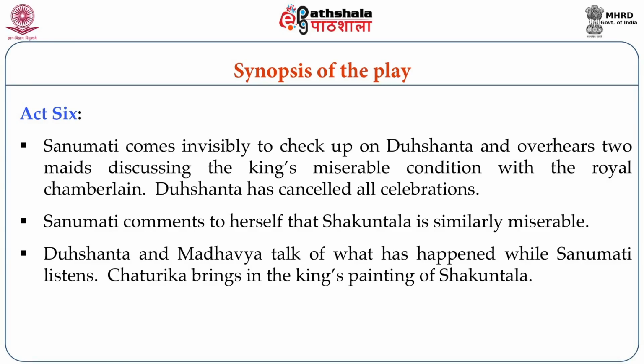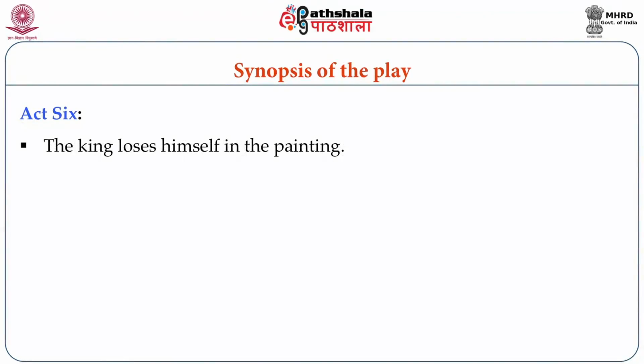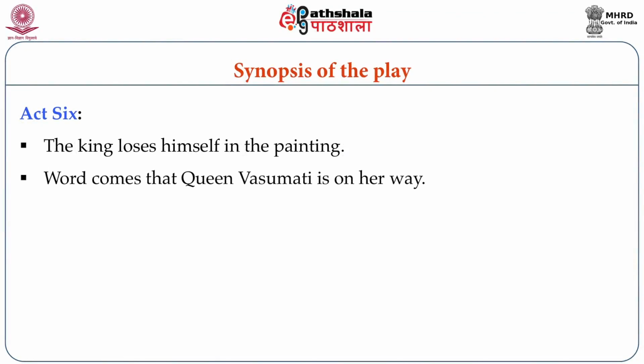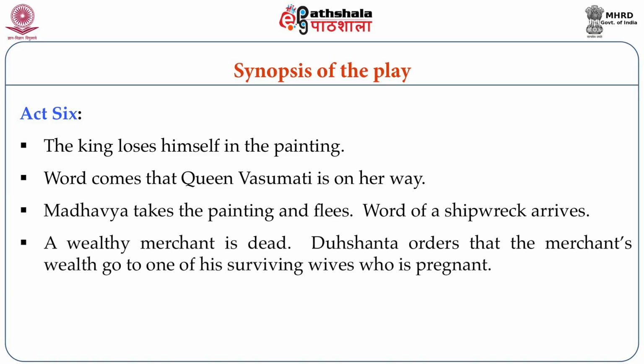Chaturika brings in the king's painting of Shakuntala. The king loses himself in the painting. Word comes that Queen Vasumati is on her way. Madhavya takes the painting and flees. Word of a shipwreck arrives. A wealthy merchant is dead. Dushwanta orders that the merchant's wealth go to one of his surviving wives who is pregnant.